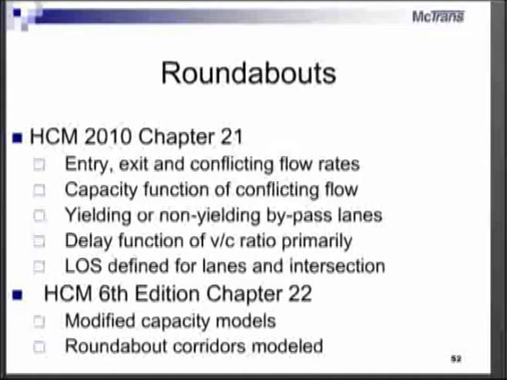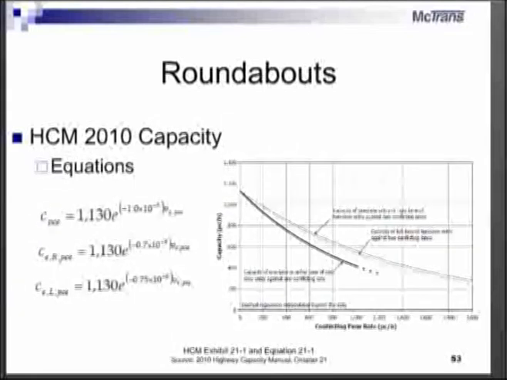Let me see what slides I have here. Yeah, here's the curve for the 2010 capacity models, and if you look at the equations on the left, you see they're based on 1130. So if there's no conflicting flow, the capacity is 1130, and if you look at the curve, that's where it tops out, and then it goes down as conflicting flow goes up.